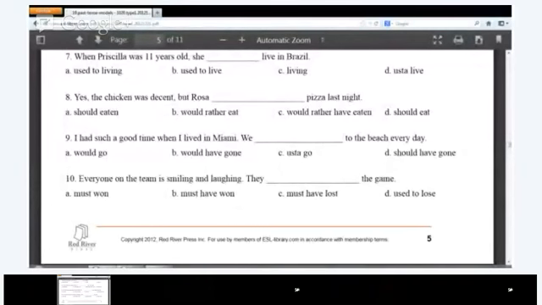Samir? Yeah. I had such a good time when I lived in Miami. We would have gone to the beach every day. Let's see, I had such a good time. So here, when you use the word would, we wouldn't need the have here and have gone, using the past participle. Our best answer, would, is absolutely correct, because we're talking about something that we used to do.